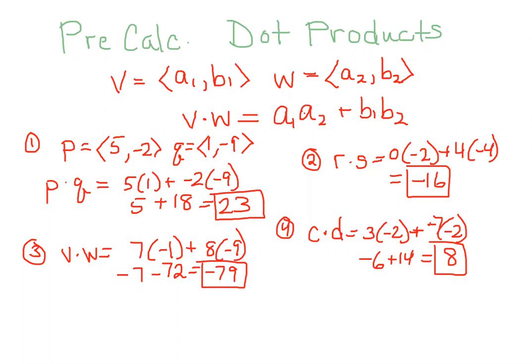Pretty straightforward. If two vectors are perpendicular, then their dot product is equal to 0. If they are perpendicular, the dot product is equal to 0, and vectors with a dot product of 0 are also called orthogonal. It's just another word for perpendicular. So let's determine whether the two vectors here are orthogonal. We're going to find the dot product and see if it equals 0.